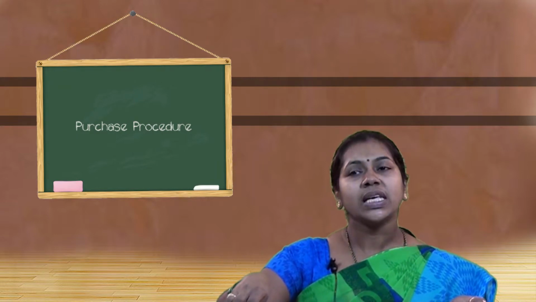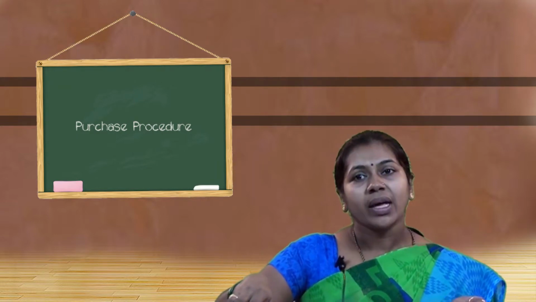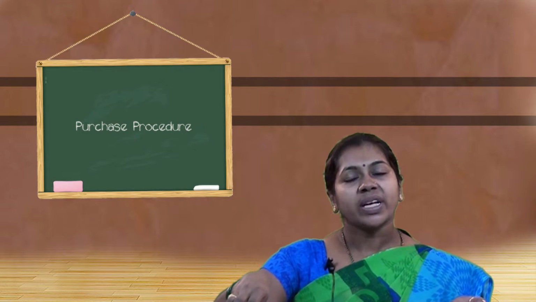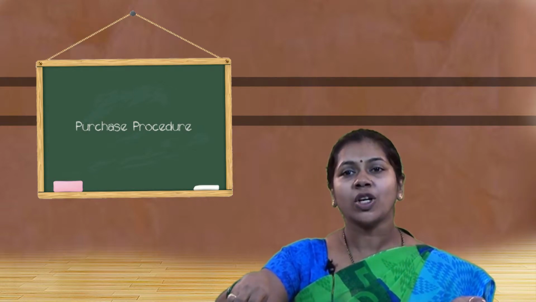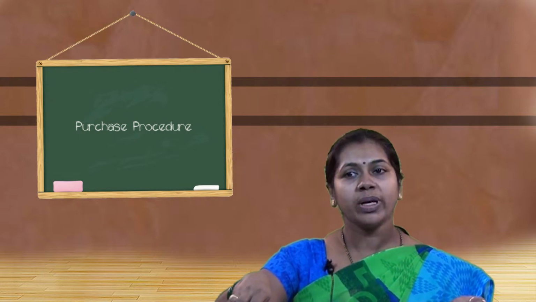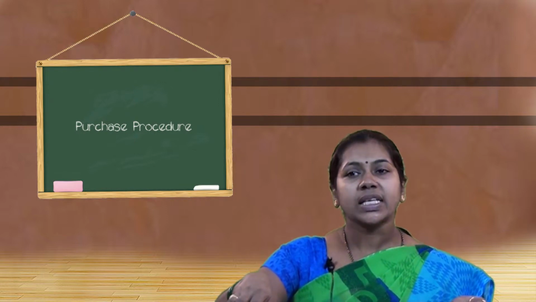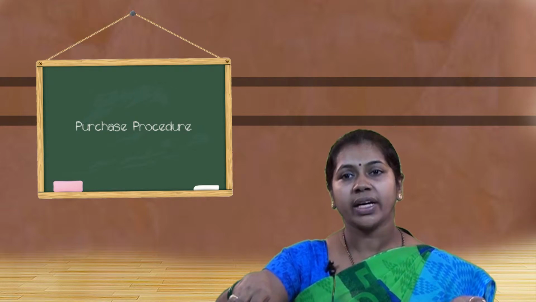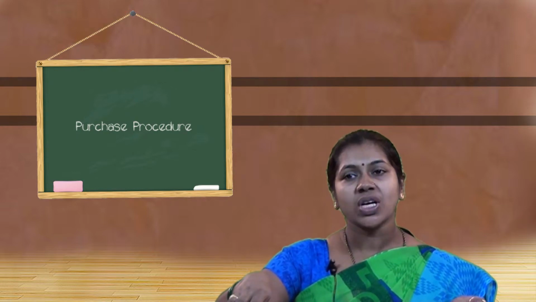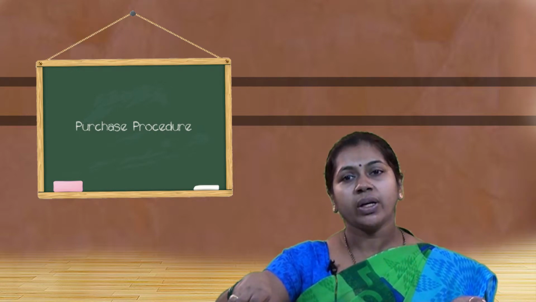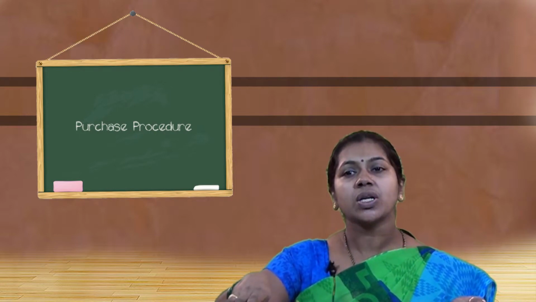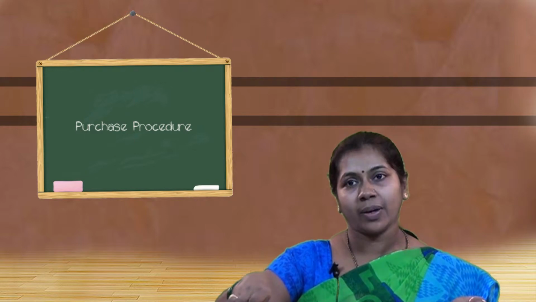Step 1, receiving purchase requisition. It is a request to the purchase department to purchase materials. It is a written document of the material to be purchased. It gives a description of the material, quantity, and the date by which they are required. It authorizes the purchase department to arrange for acquisition of the items stated therein.